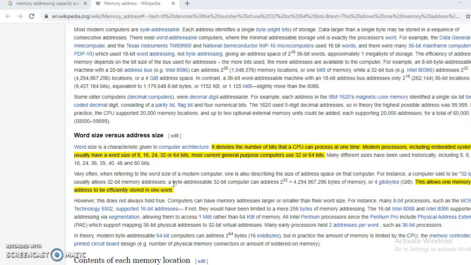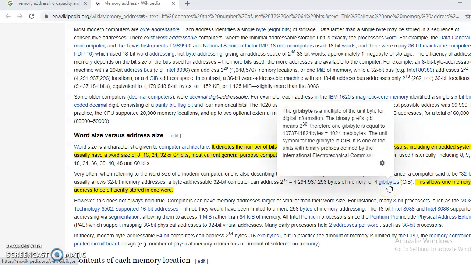For example, you can hear the phrase, this computer has a 32-bit processor. That means the memory addressing capacity of that CPU is 32-bit. That means 2 power 32 bytes of memory it can handle, or simply 4 gigabytes. So 2 power 32 is equal to 4 gigabytes of memory. You can see how the bytes and gigabytes are calculated here.